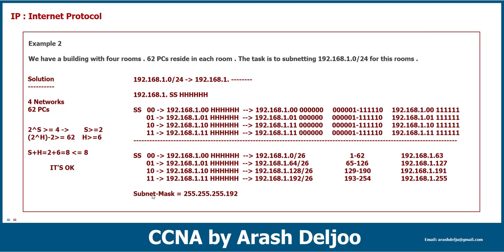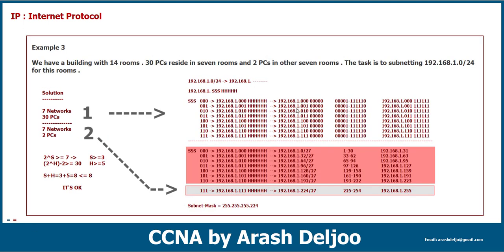As you can see here, we have the subnet mask of /26, 255.255.255.192. This is the first example, okay? It's better to stop the video and review this example. After that, you can continue with me in this video for working on the next example, example 3 about IP address subnetting. Okay, this is example 3 about IP address subnetting.